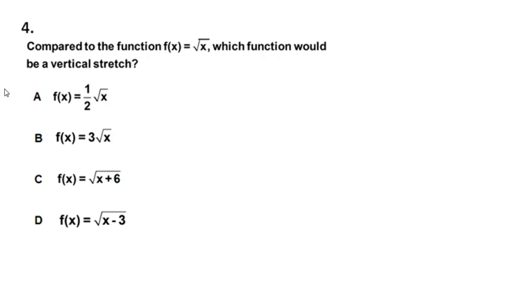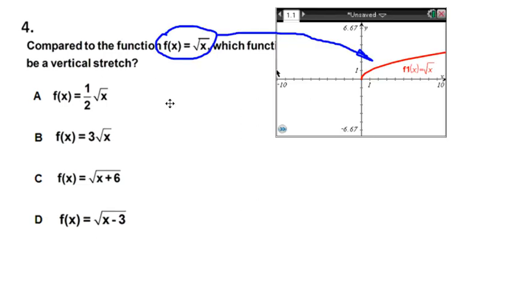First problem, problem 4. Compare the function f of x equals square root of x. Which function would be a vertical stretch? So you're looking at which one of these 4 functions would be a stretch from this one, f of x equals square root of x. And to graph f of x equals square root of x, this is what it looks like, this red curve here.